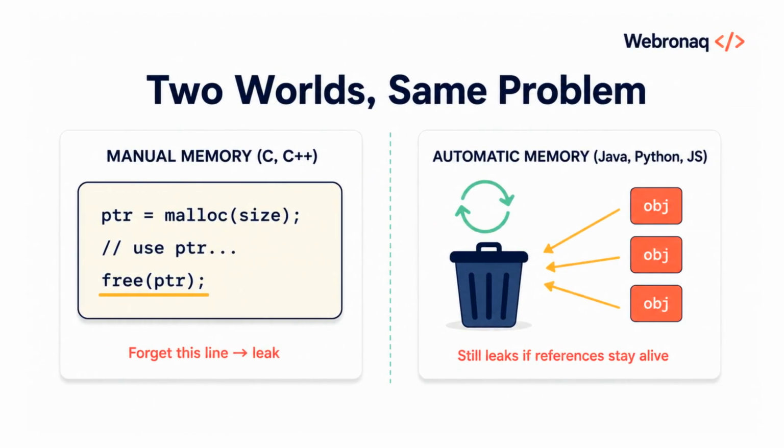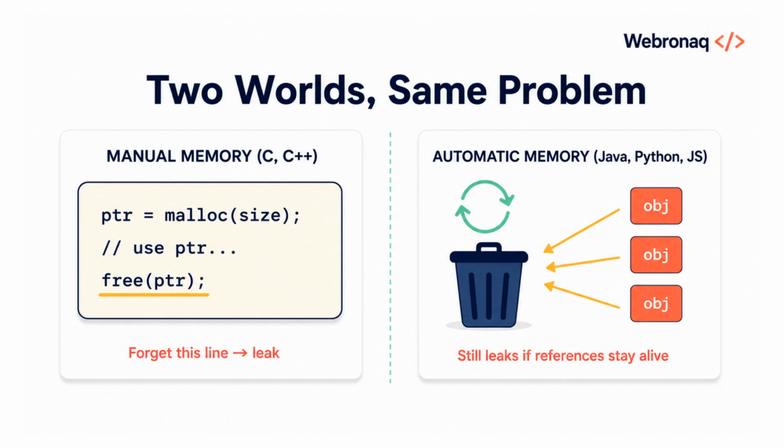So why does this even happen in code? It comes down to 2 worlds. On the left, languages like C and C++. Here, the developer is fully in charge. When they request memory using something like malloc, they must manually call free when they're done. Forget that one line, and that memory is leaked for the entire run of the program.